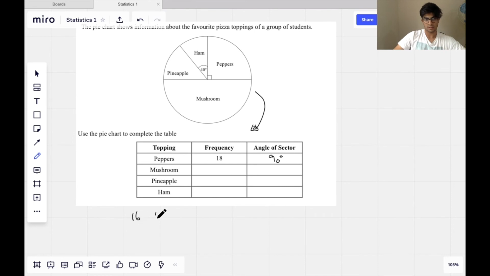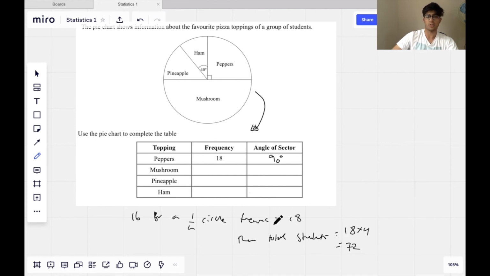So if for a quarter circle the frequency is equal to 18, then the total number of students is 18 times 4. And what is that, 18 times 4? 72. Now we just think about what fraction of a circle each of these is and then multiply by 72. So mushrooms, the angle of the sector is 180, you can tell, it's a straight line. That's half the total number of students, so that's 36.